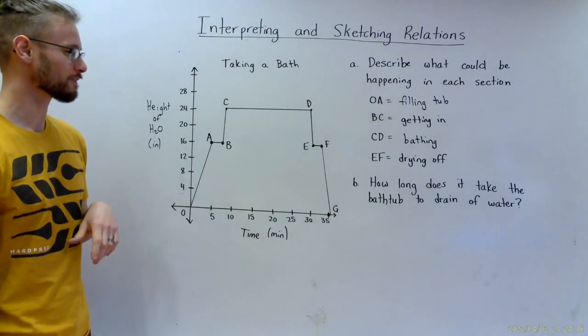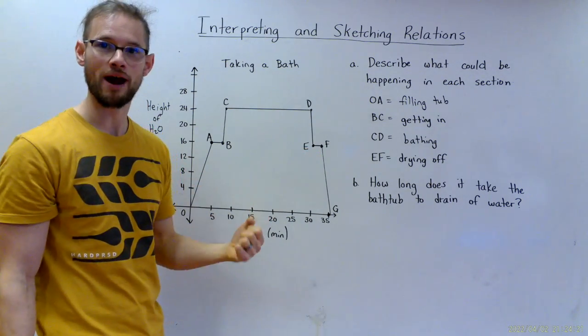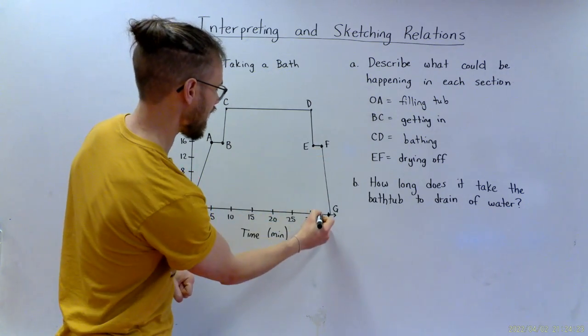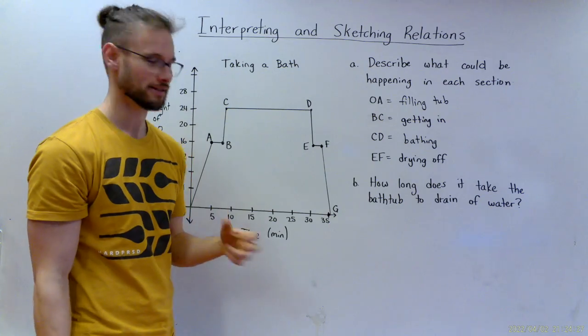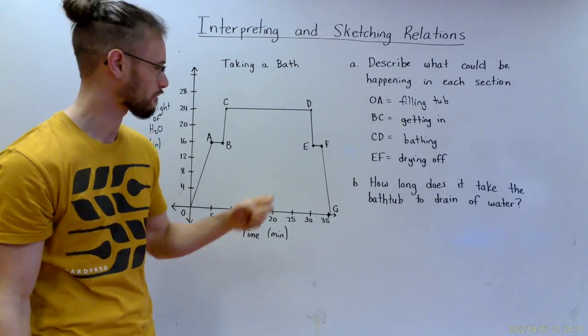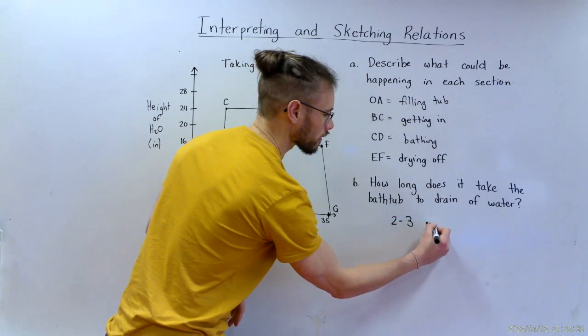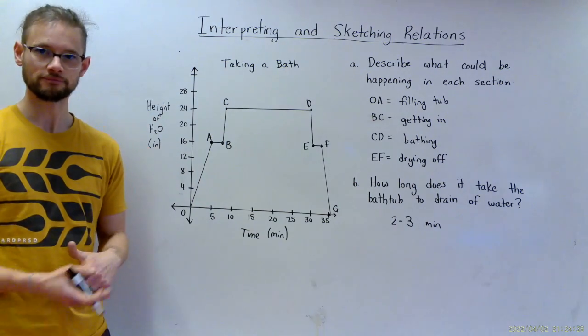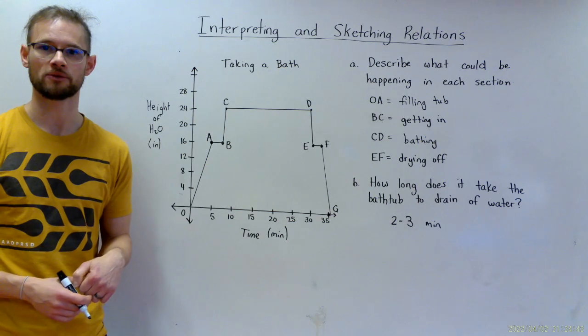How long does it take for the bathtub to drain of water? Well, again, if we had a more accurately drawn graph, I would estimate going down that is about 33 minutes, and it looks like it just goes past 35. That was kind of an accident on my part. So I would say 2 to 3 minutes for the water to drain. So again, one of the skills we're looking at is being able to read and interpret different sections of a graph.